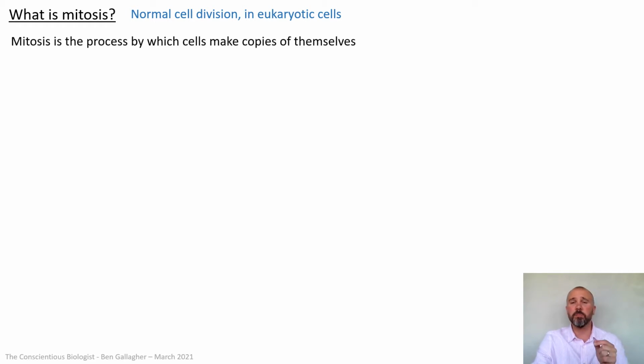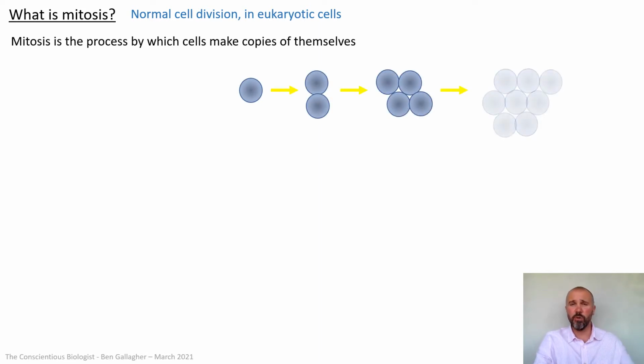Now, it's the process by which cells make copies of themselves. So if you start with one cell, one's going to divide into two, each of those into two, so you get 4 into 8, 16, 32, 64, 128, and so on and so on. It's the way that cells increase in number.